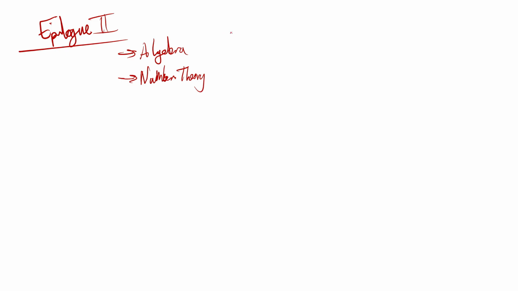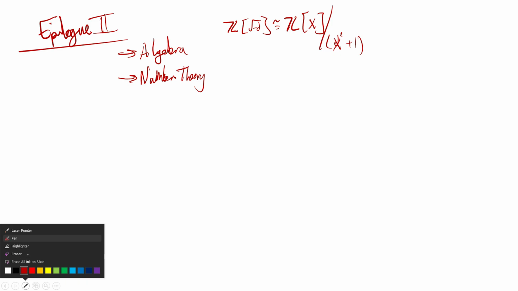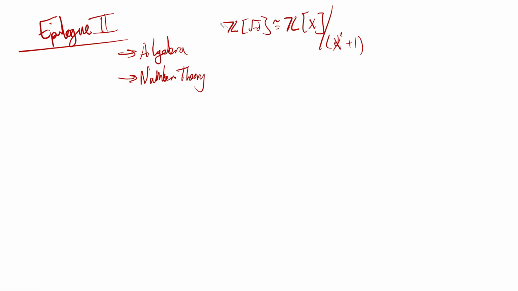So it's actually when is Z adjoin minus D a unique factorization domain? In fact we can define it better: Z adjoin X over the module generated by X squared plus D. That's what this is. When is that a unique factorization domain? Well, sometimes it is, sometimes it isn't.